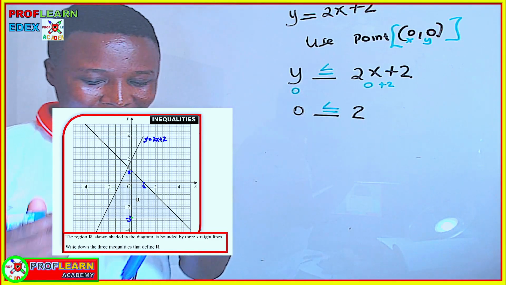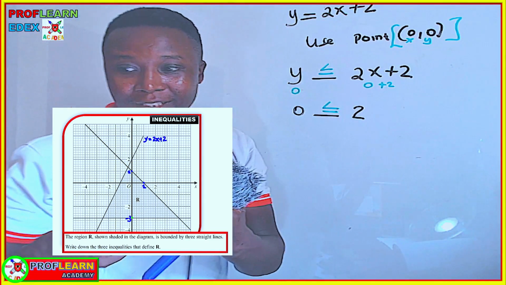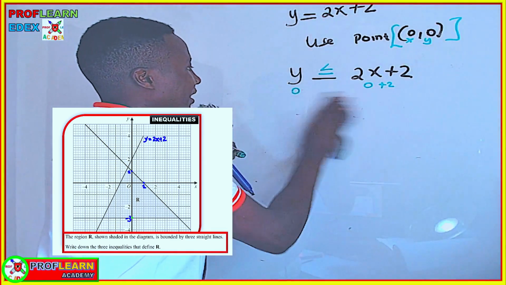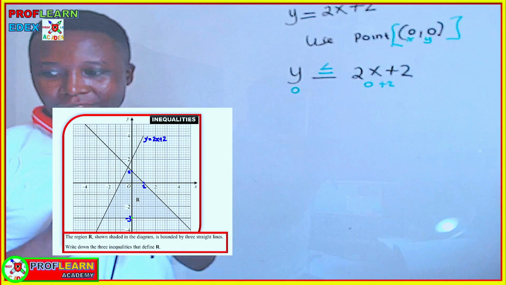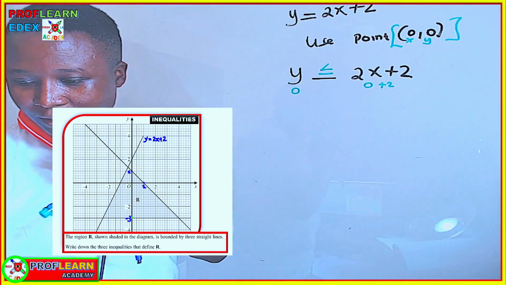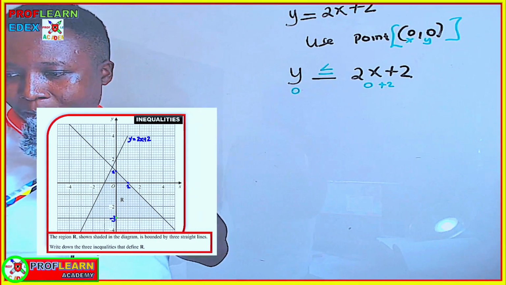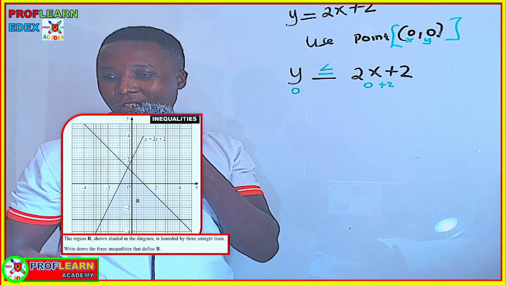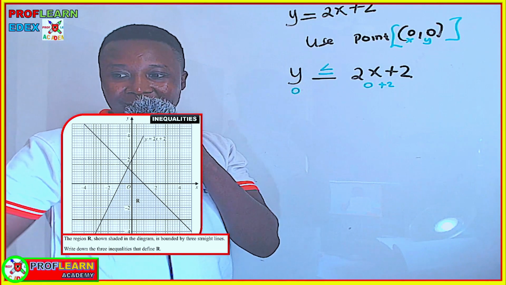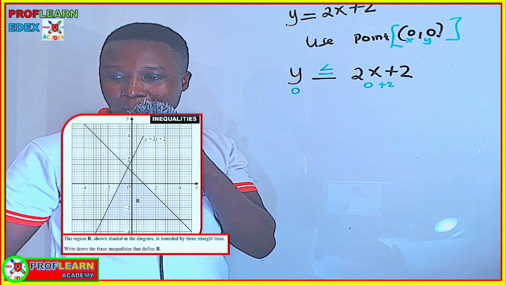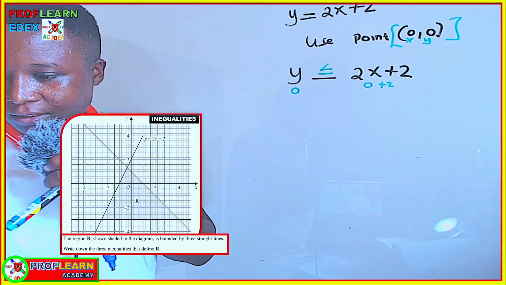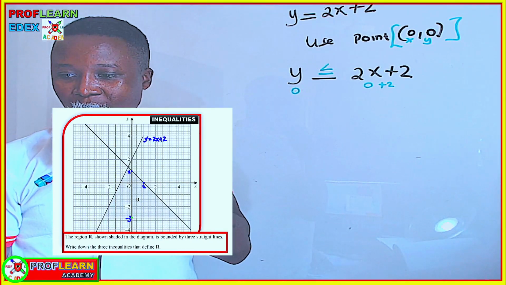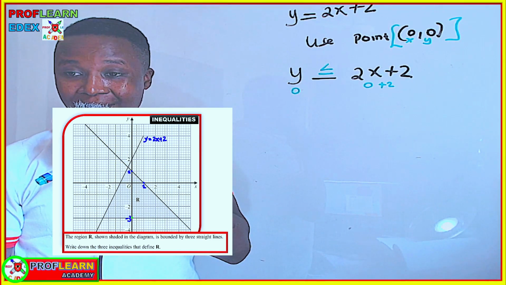So that's what you are supposed to do in that particular kind of question. Let's move to the next equation. I want you to identify, in this part that we were having here, there is this line that passes through 0 1 and 1 0.